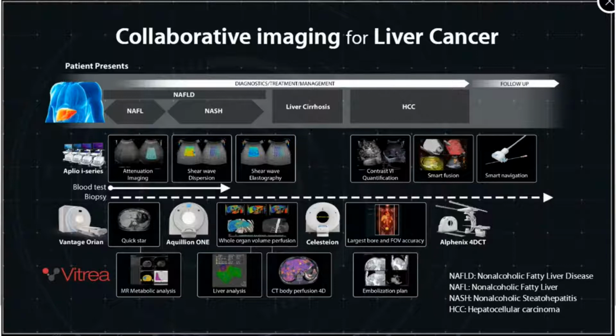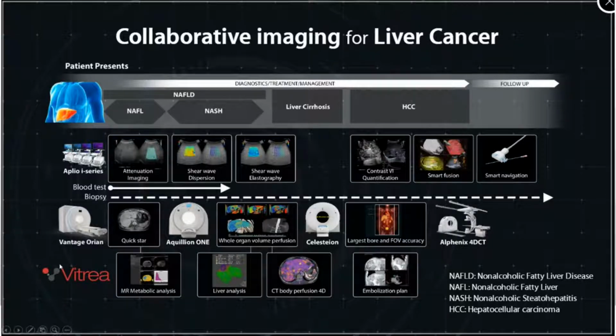Collaborative imaging from Canon Medical Systems delivers a complete imaging solution end-to-end in terms of the whole disease progression, using the ultrasound equipment that will be conveyed in this presentation, including attenuation imaging, shear wave dispersion, and shear wave elastography, plus a plethora of different solutions, including the Celsius-1 system with its breadth of different tools. So collaborative imaging essentially allows these tools to be joined together so that we can see the whole patient picture.